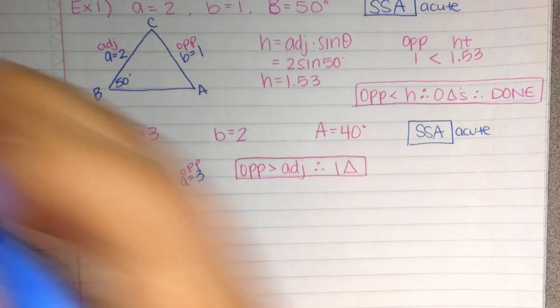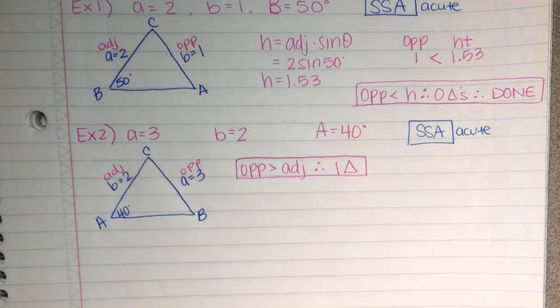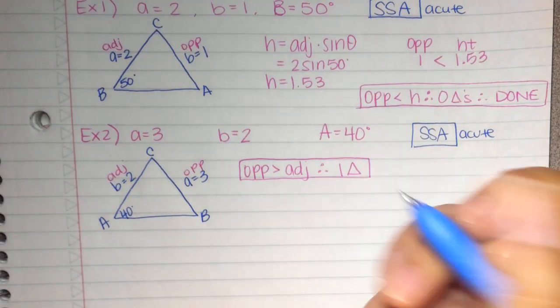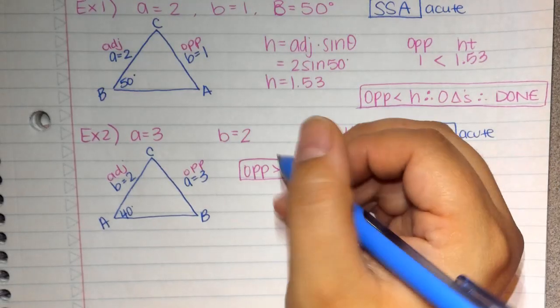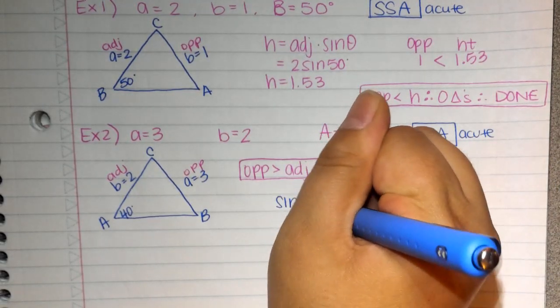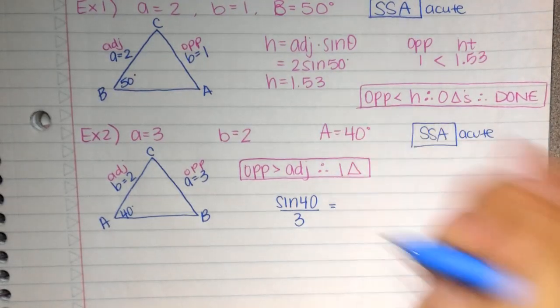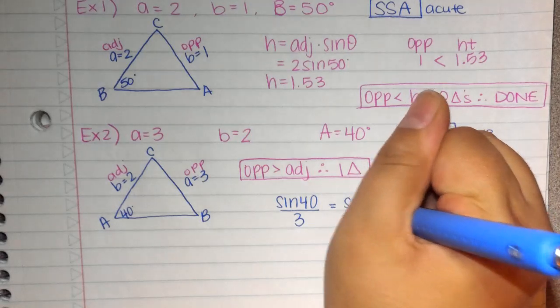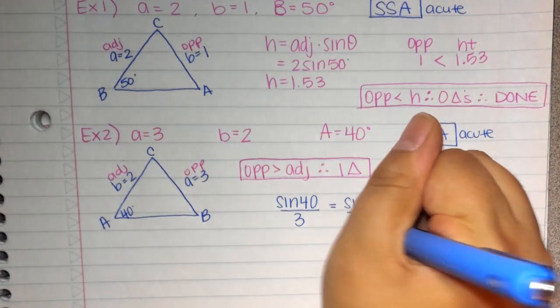So what do I need to find here? Say it louder. I need to find the two missing angles and side C. Do y'all agree with that? All right, what do I have everything for? A. I have the sine of 40 over 3. And I want to find, let's find B first. We have to find B first. The sine of big B over 2.